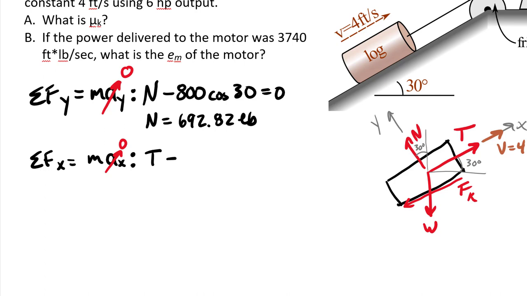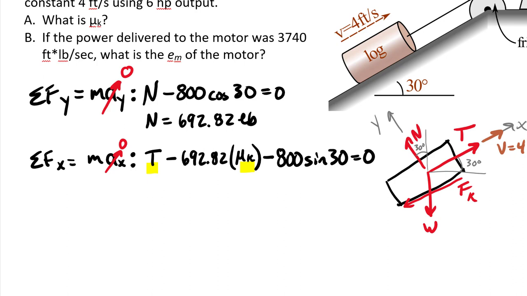So now we have the tension force, T, that's in the positive x direction, and then we're going to subtract off our friction force, that's 692.82 times our unknown mu sub k, and then additionally the weight component in that direction, so that's going to be 800, this time the sine of 30 degrees, and that is equal to zero. Okay, so we still have two unknowns.